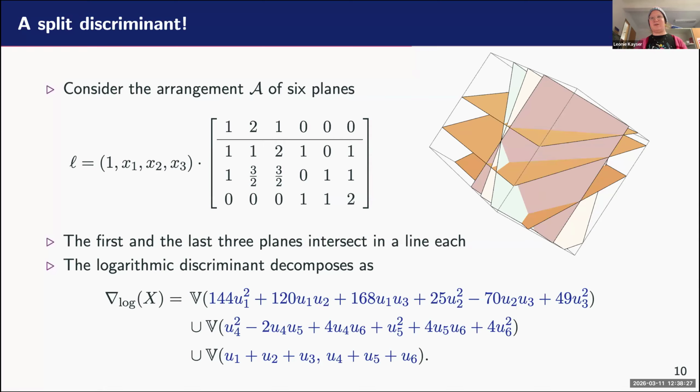We have two quadrics, which should remind you of the arrangements of points on a line, because these are, again, smooth quadrics. And the third component is even worse. This has codimension 2. So there's a linear subspace that also appears here. This corresponds in the ramification locus to points that are not isolated in the fiber. So they sit on a positive dimensional fiber.